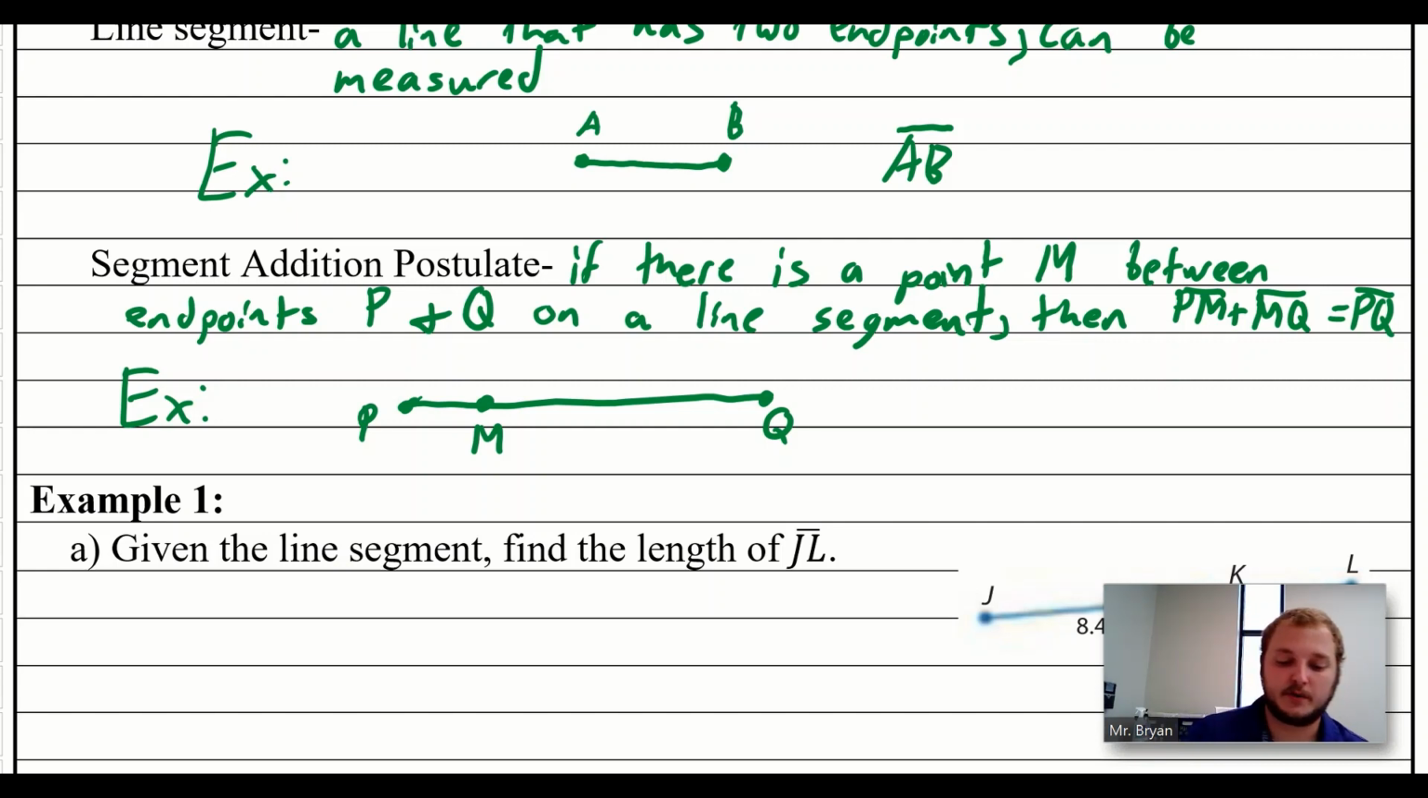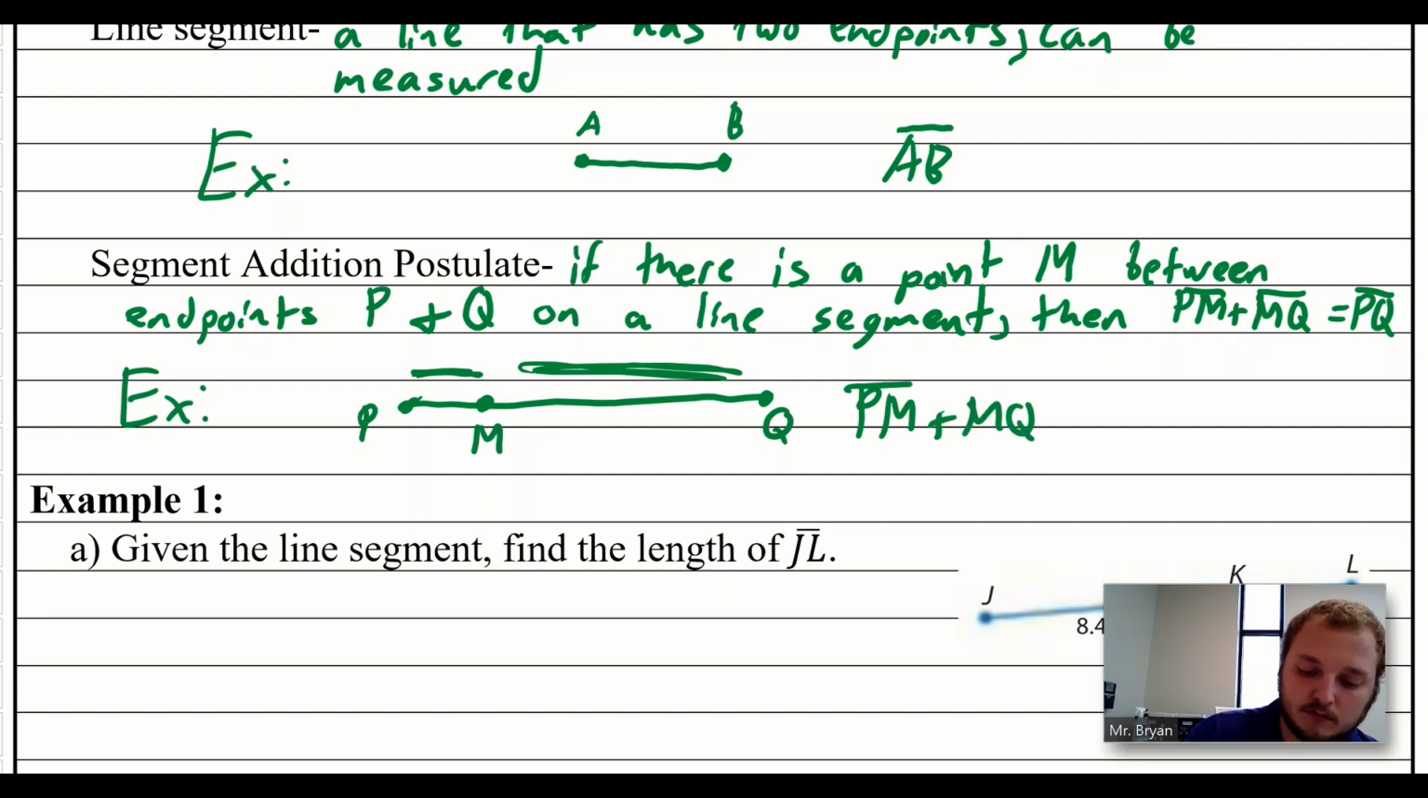And so what I would say if I were to measure these line segments, PM and MQ, if I took those two segments and I added them together, I should get the whole thing, right? The part plus the part is going to equal the whole thing. And so that's where this comes from. PM plus MQ equals PQ.